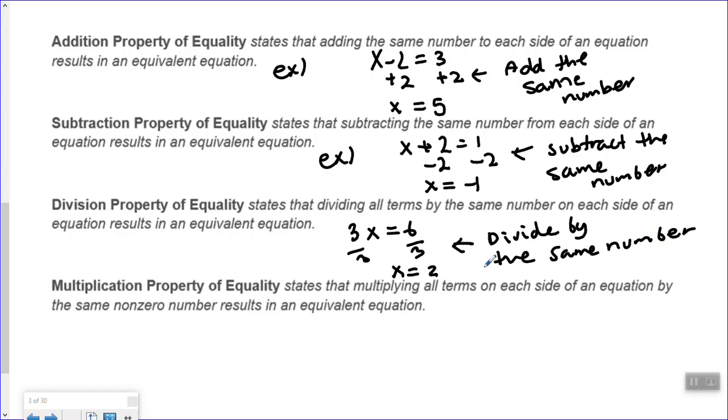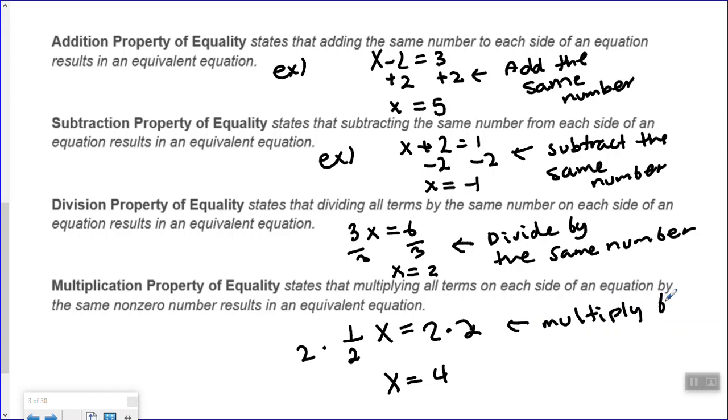And then multiplication property, you multiply both sides by a same number and it is still equal. So for example, you have 1 over 2x equals 2. You can multiply the left side by 2, multiply the right side by 2, x equals 4. So here, multiply by the same number.